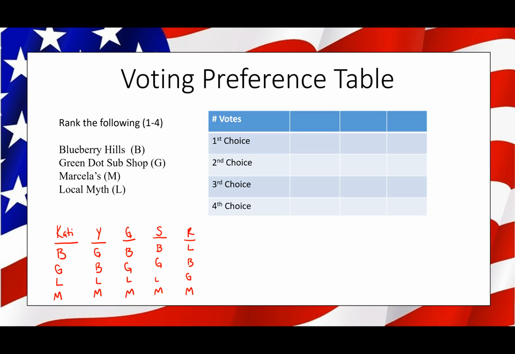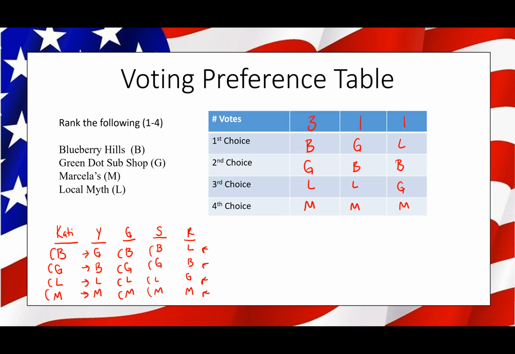So how do we create a voting preference table? Well, how many people chose BGLM? Well, there's BGLM here, BGLM here. All right, so how many people chose BGLM? That was 3 people. How many people chose a G and then a B and then an L and an M? Well, that's just 1. G, B, L, M. So 1 person chose that. And how many people chose an L, B, G, M? L, B, G, M. Just 1 person, just Ryan.